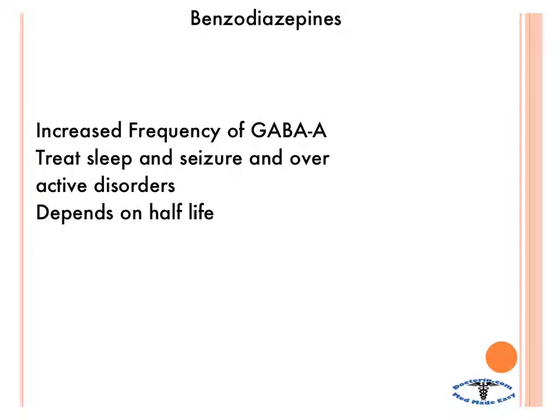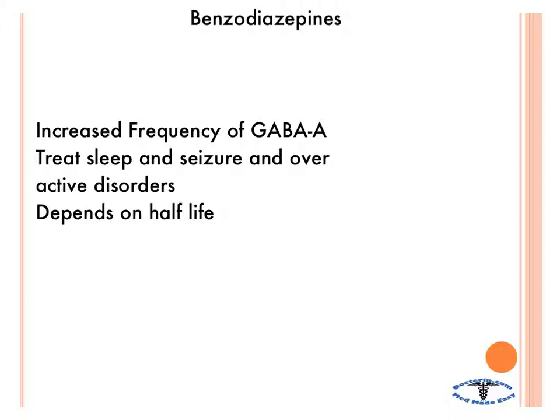So now we're going to talk about benzodiazepines. Basically, it increases the frequency of GABA A firing. Okay, so the benzodiazepines bind to the GABA A receptor, as well as alcohol and barbiturates, and it increases the frequency of the chloride channel opening, since GABA A is a chloride channel.